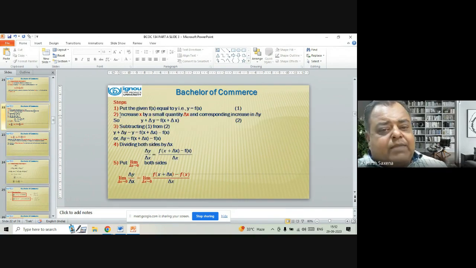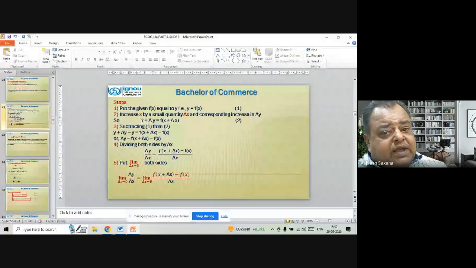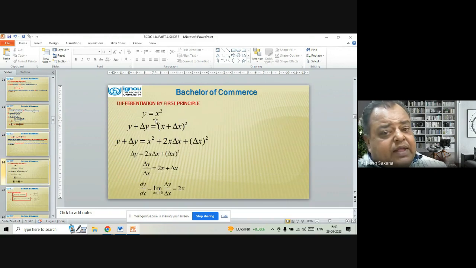What is step number 2? Increase x by a small quantity delta x. That means I will be adding delta x to x in this function, and delta y on the y side. Now you can see y plus delta y is equal to the function x plus delta x. So here what I did, I added delta y to this, and I added delta x to x.